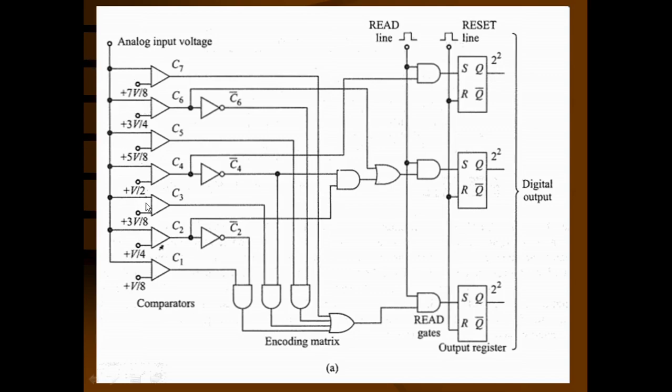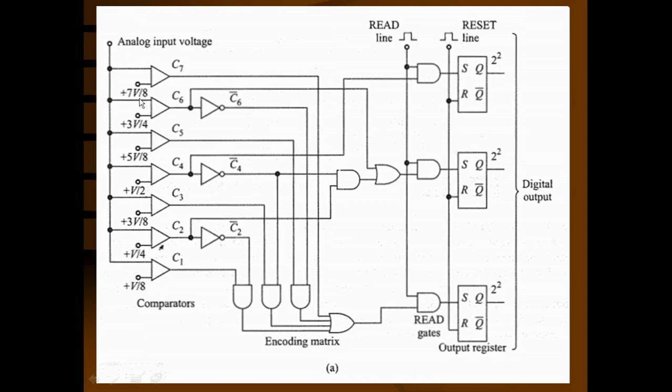So you can see that because it is a 3-bit digital signal, 7 comparators are required. 2 raised to 3 is 8, minus 1, so 7 comparators, C1 to C7, are required. One of the common inputs, the analog input voltage, is given to each comparator simultaneously.